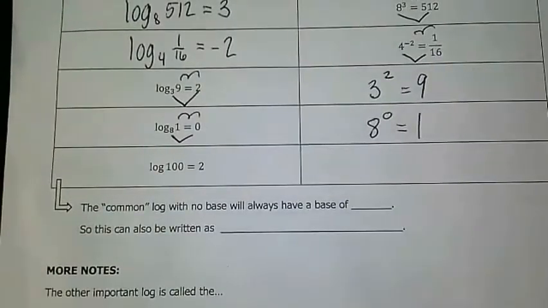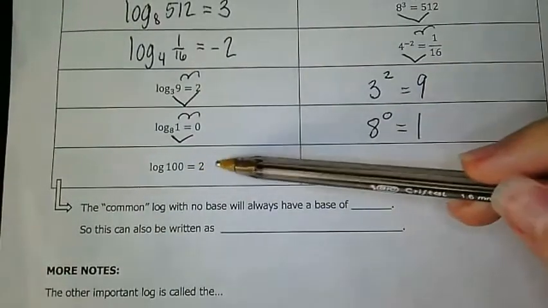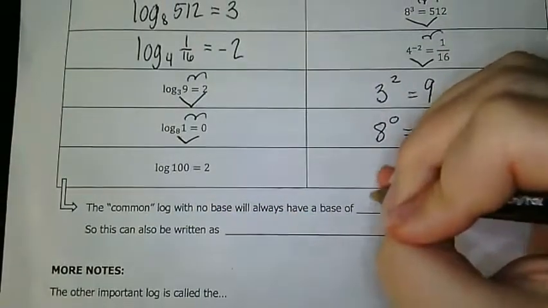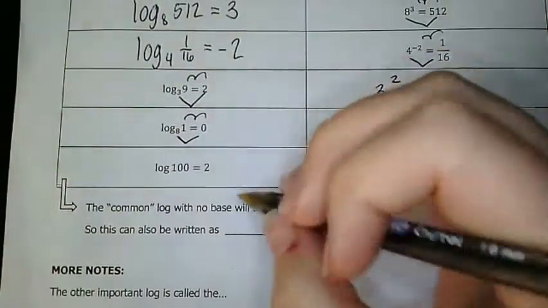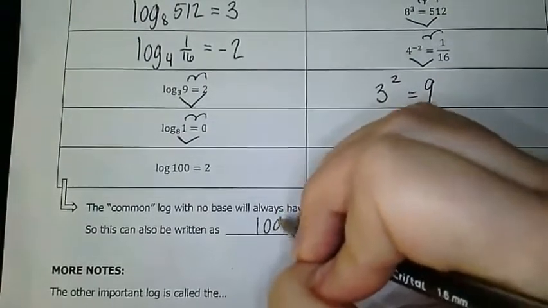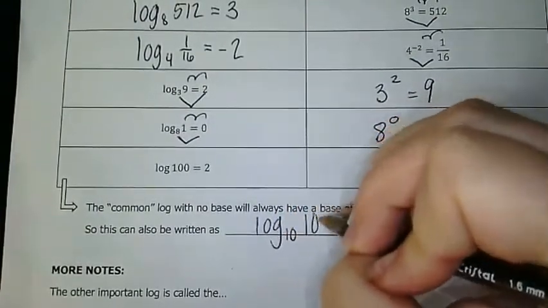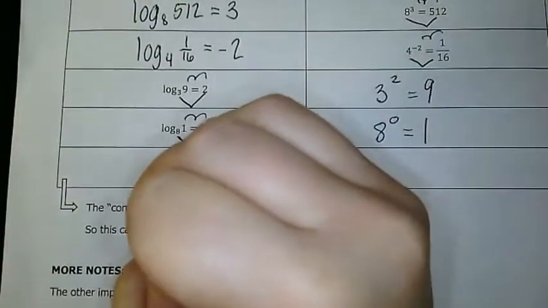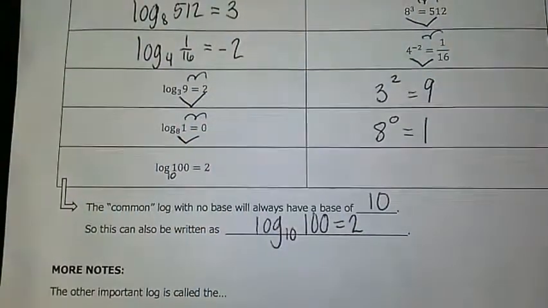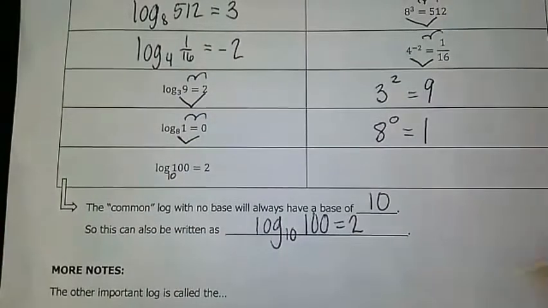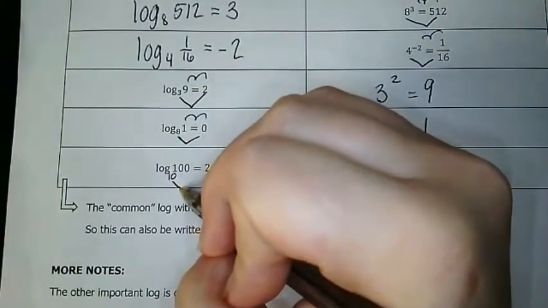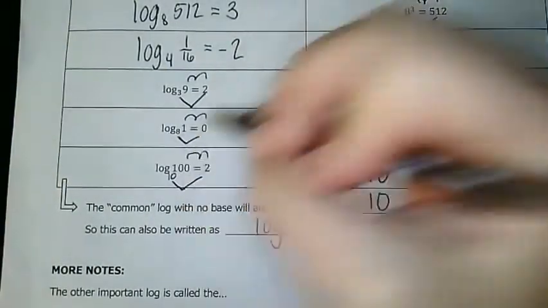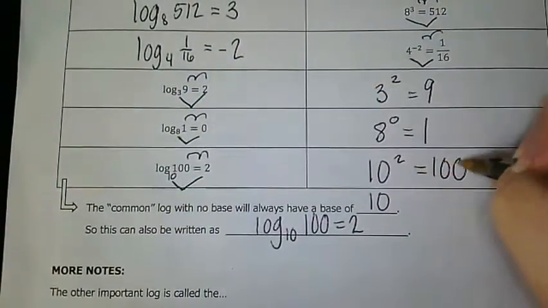For this last problem, we have log of 100 is equal to 2. The common log with no base will always have a base of 10. So this can also be written as log base 10 of 100 is equal to 2. You can also add in that little 10 right there so you don't miss it. So now 10 raised to the power of 2 is equal to 100.